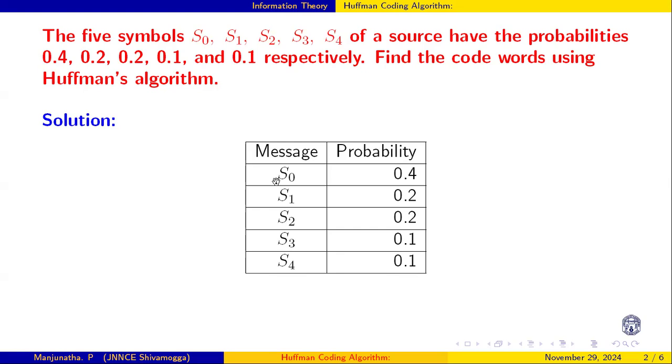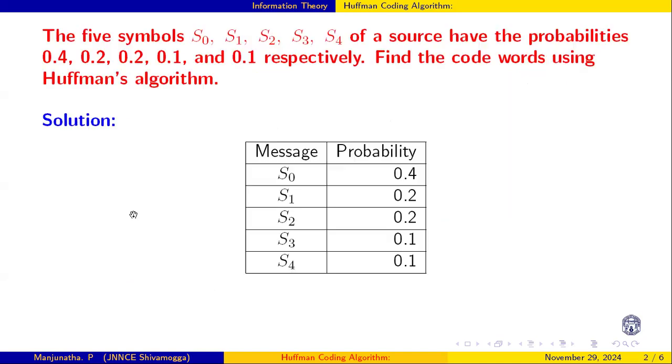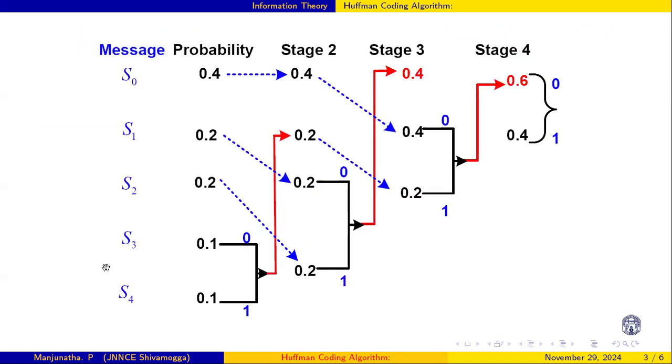So we'll prepare one table such that the probabilities are arranged in decreasing order. In this case, it is already in decreasing order: 0.4, 0.2, 0.2, 0.1 and 0.1. S0, S1, S2, S3, S4 have probabilities 0.4, 0.2, 0.2, 0.1 and 0.1. The first column is the symbol and the second column is its corresponding probability.